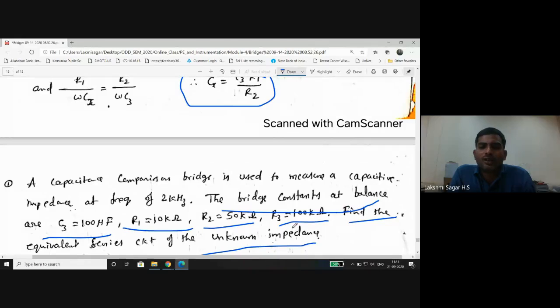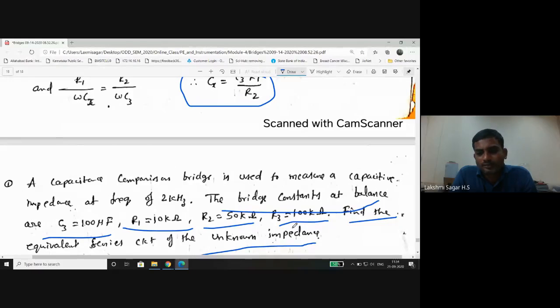So today for the quiz question, you solve this problem, find out the Cx and Rx values, and post the answer through Google Classroom. After this class, you have to do it. This is your quiz question, right?